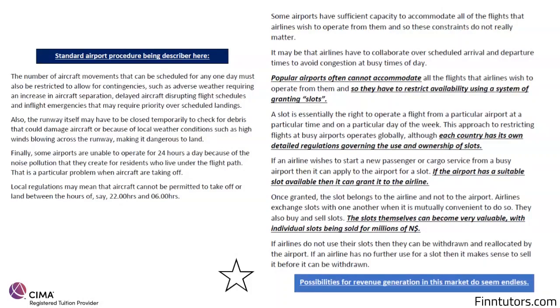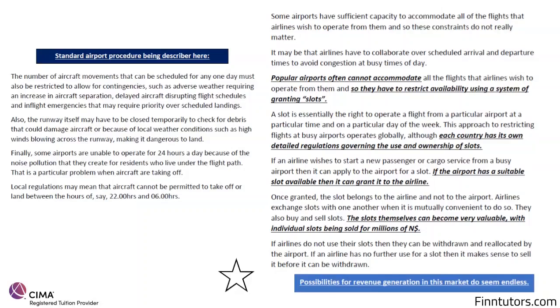So, if you are selling that slot to an airline, it becomes an extra revenue source for you. Once it's sold off by you, then you cannot do anything because it's not in your possession. But slots are something which is a major source of revenue sometimes for airports. If airlines do not use their slots, then they can be withdrawn and relocated by the airport. If an airline has no further use of the slot, then it makes sense to sell the slot rather than it having been withdrawn, because some slots can be worth a significant amount of money.